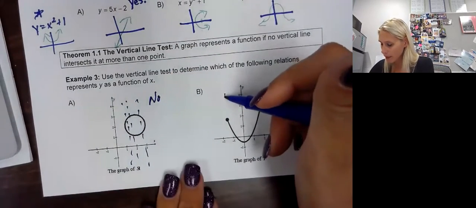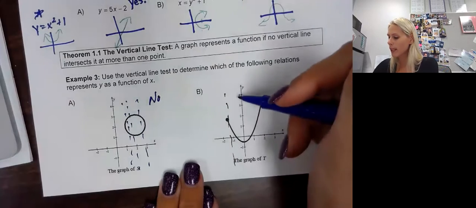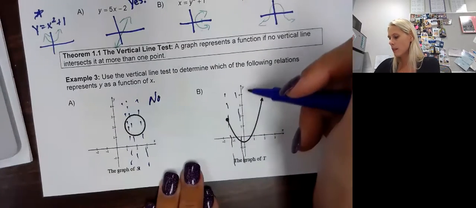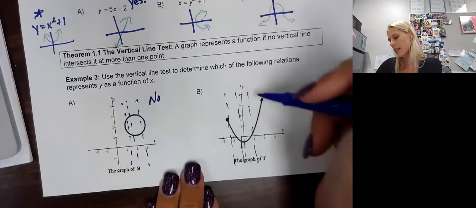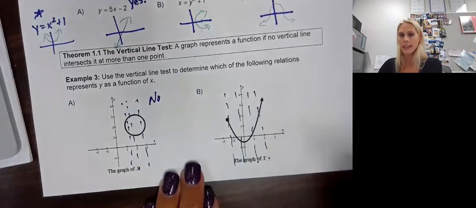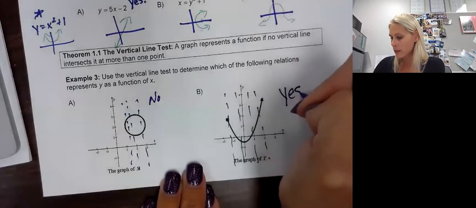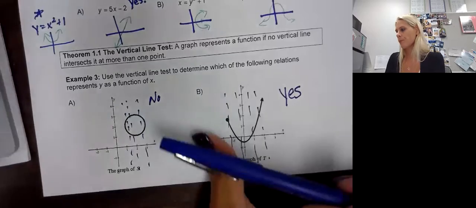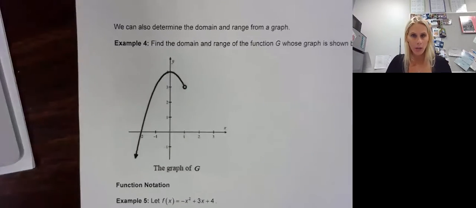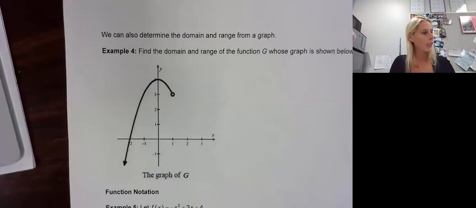Here, if I start making my vertical lines, I'm only hitting the graph once as I go through my vertical lines. So yes, this is a function. Awesome, let's go to the next page. So now part of this lesson, after we find out it's a function or not, we're actually going to find out the domain and range.